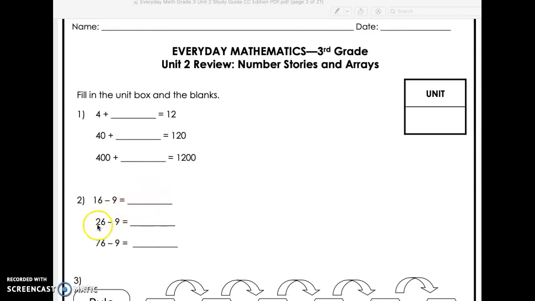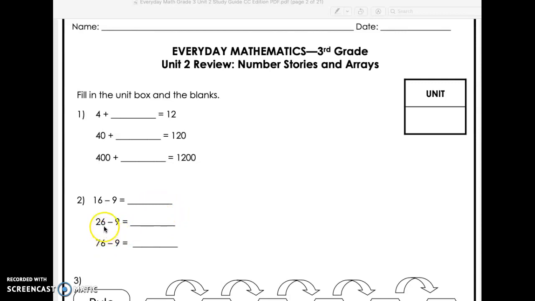The next one is 26 minus 9. The 6 and the 9 are basically the same, so you know that it's going to have a 7. Here we take away 1 from the 2, so it would be 1. So 17 would be our final answer.